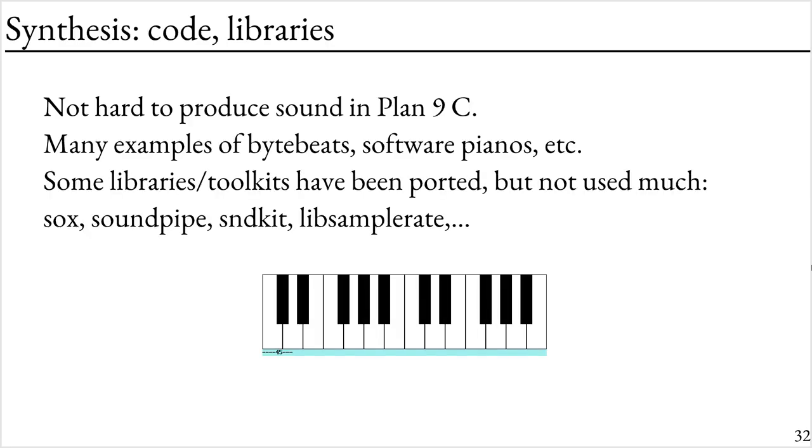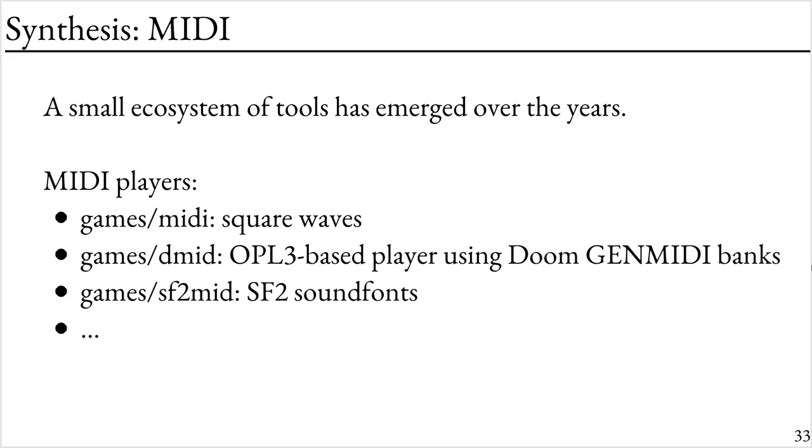So now a bit about software synthesis. It's not hard to produce sound on Plan 9 with just C. There's many examples for it. There's a lot of byte beats and at this point also software pianos that have been written. When that's not enough, there are some libraries and toolkits that were ported from Unix, but they haven't seen that much use. They do work as far as I know.